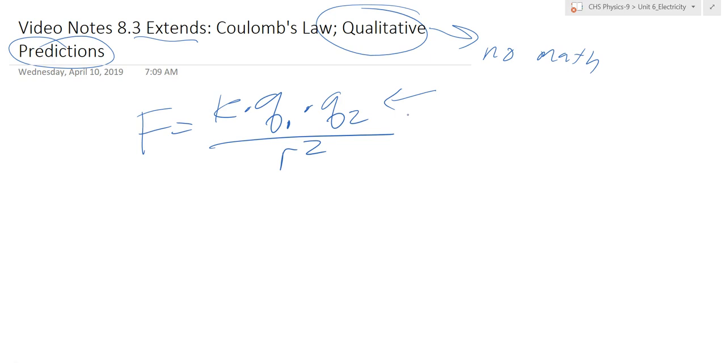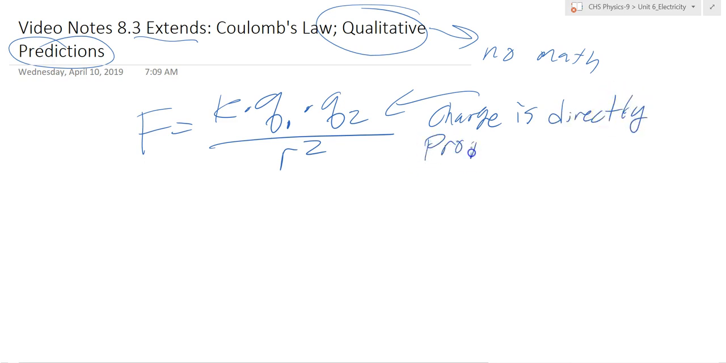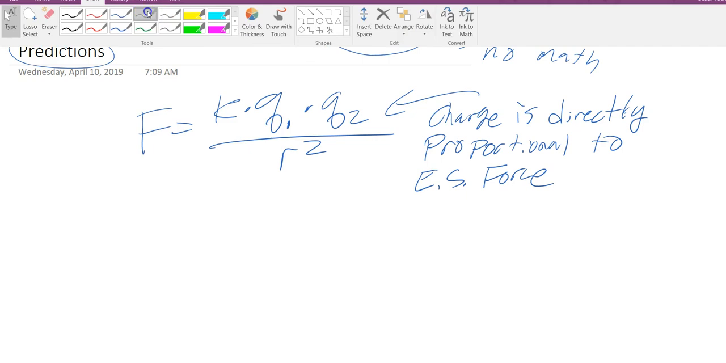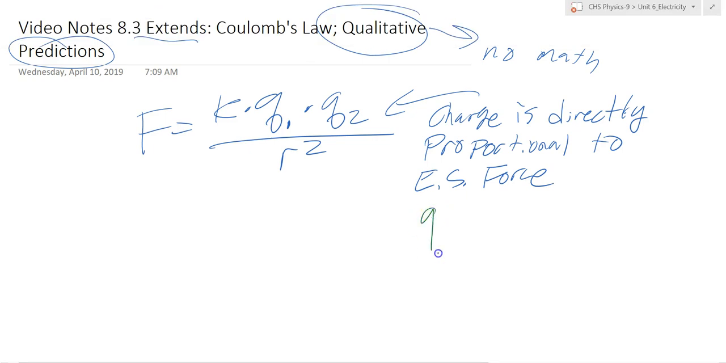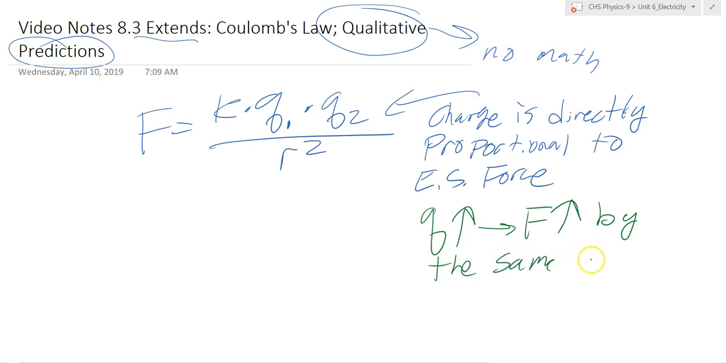So as a reminder, charge is directly proportional to electrostatic force. Meaning, if Q goes up, that means that the force is going to go up by the same amount, or by the same factor, let's say.